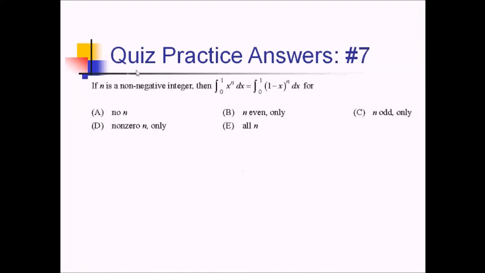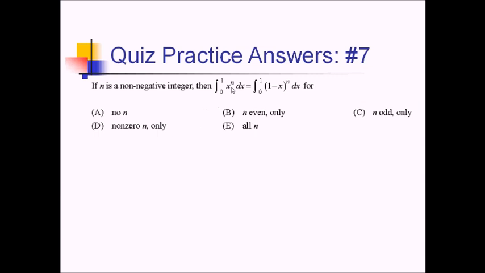For this problem, if n is a non-negative integer, then the integral from 0 to 1 of x to the n equals the integral from 0 to 1 of (1 minus x) to the n for what? So what are the different values of n that make this true? Well, to figure this out, I'm going to go ahead and evaluate both of these integrals and see what it comes out to, and then we'll compare those expressions at the end.